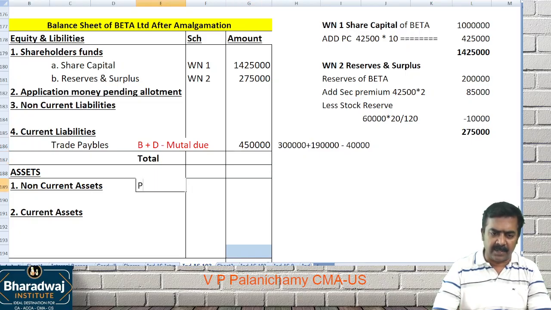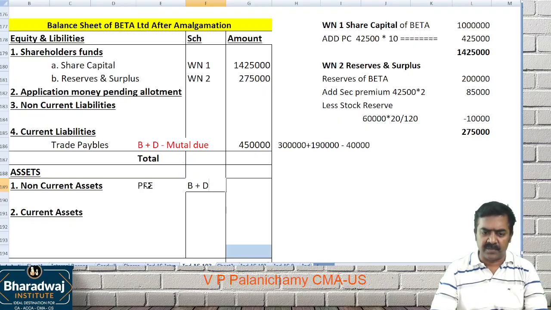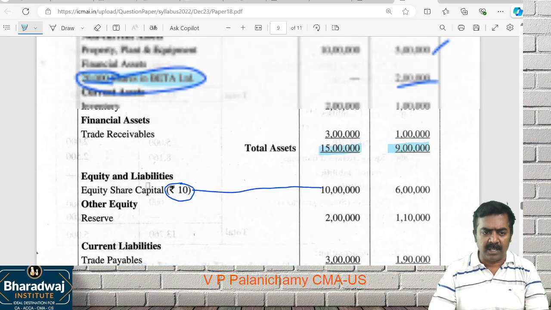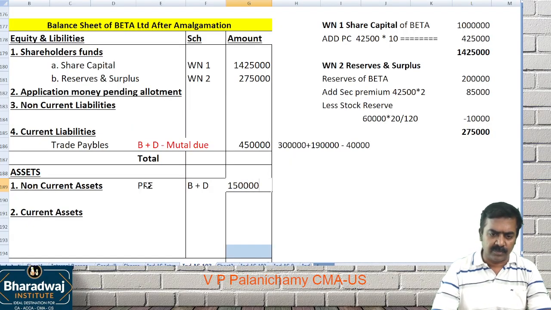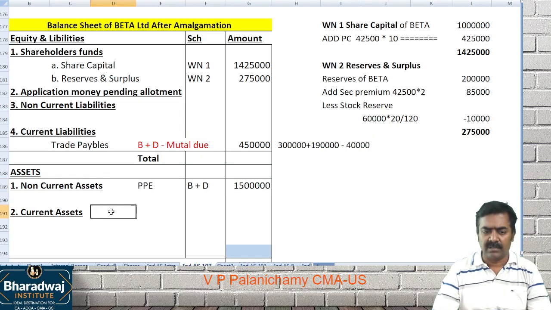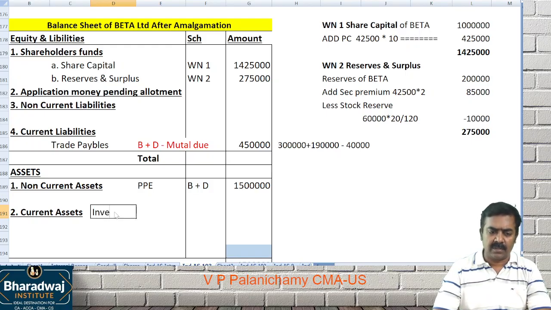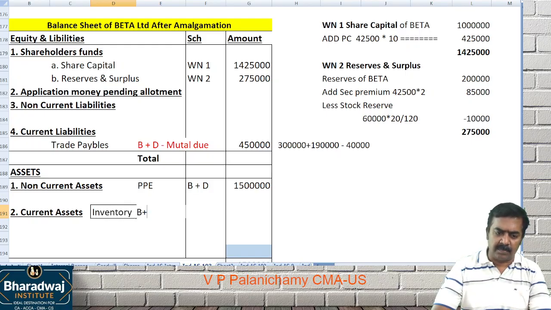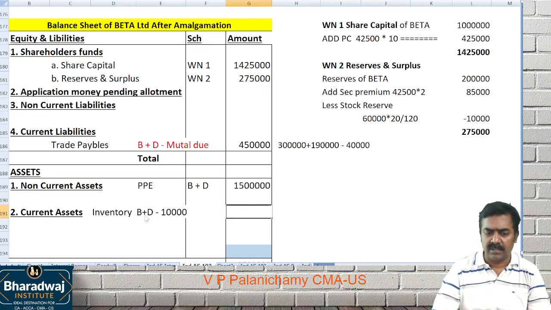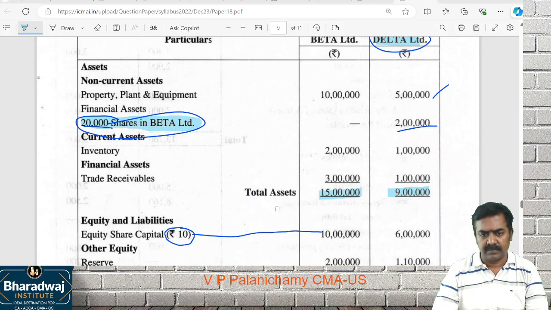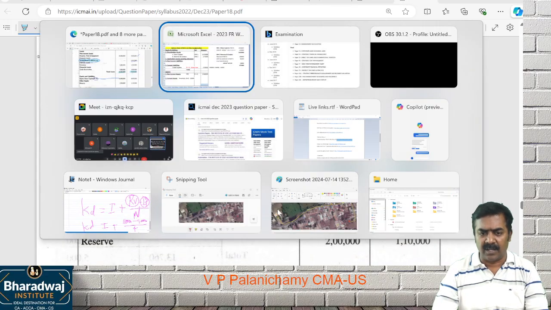Non-current assets, nothing but the plant, property, equipment, beta plus delta. No revised value, we have taken the book value. Look at how much plant, property, equipment there is. 10 lakh plus 5 lakh, how much is that? 15 lakhs. That investment will not come. That will be cancelled. That is not taken over at all. Current assets include inventory, beta plus delta minus the stock reserve 10,000. Beta plus delta minus 10,000. Inventory 2 lakhs plus 1 lakh minus 10,000.